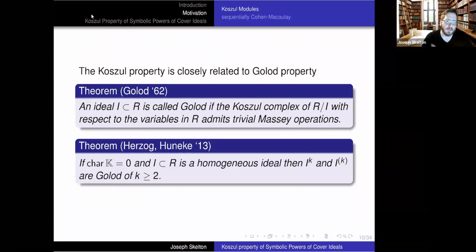Being a Koszul module has implications for two other things, mainly the Golod property. An ideal is Golod if the Koszul complex of R mod I with respect to the variables in R admits a trivial Massey operation. To bring this back to symbolic powers, Herzog and Hünicke in 2013 showed that over a characteristic zero field, if I is a homogeneous ideal, then the ordinary and symbolic powers are Golod.